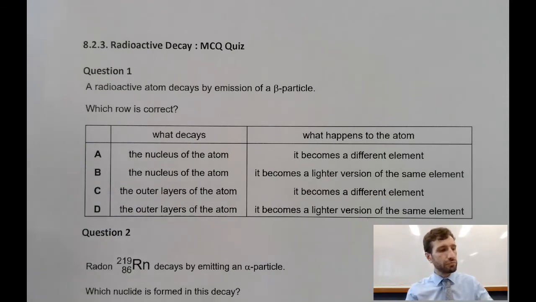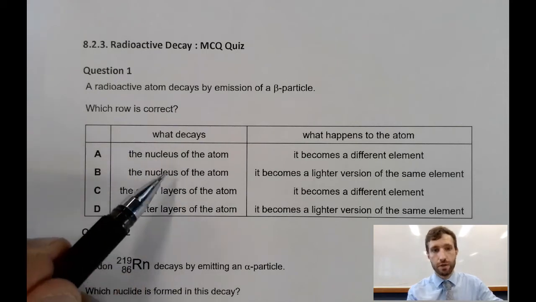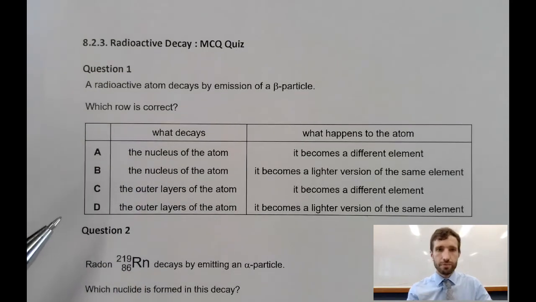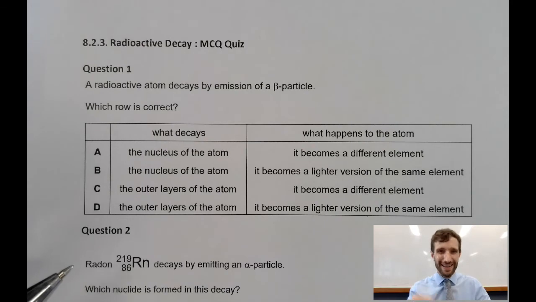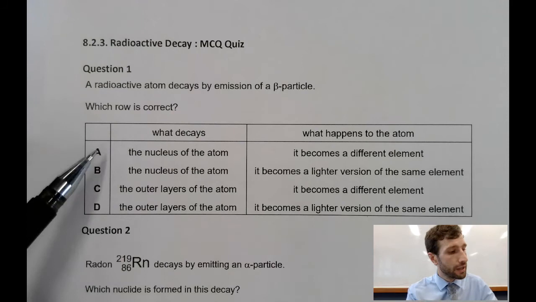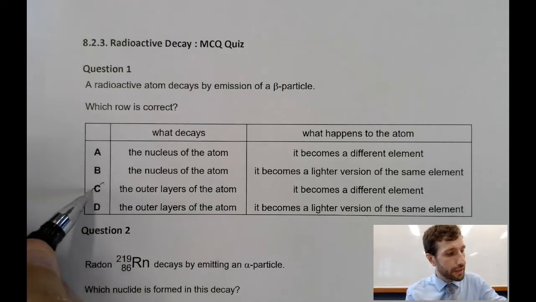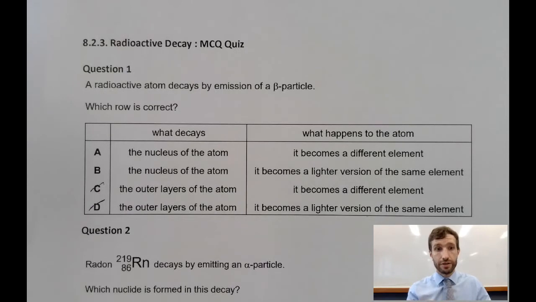Now, you should be aware that when we're dealing with any type of radioactive decay, we are dealing with decay of the nucleus. Often students get this a bit confusing because beta particles, as we just said, are electrons. Electrons normally exist on the outside of the nucleus. However, this electron is particularly produced inside the nucleus. So actually, we're looking for either A or B. C and D are out. We do not have the outer layers decaying.